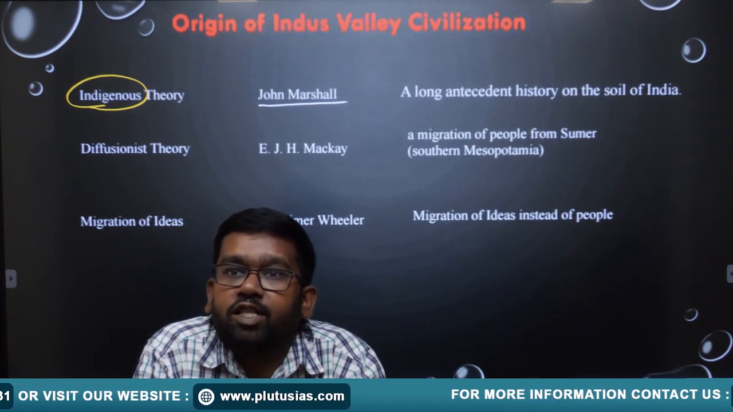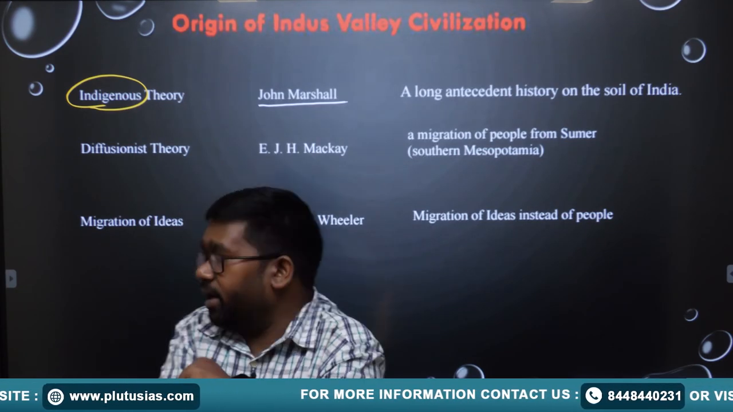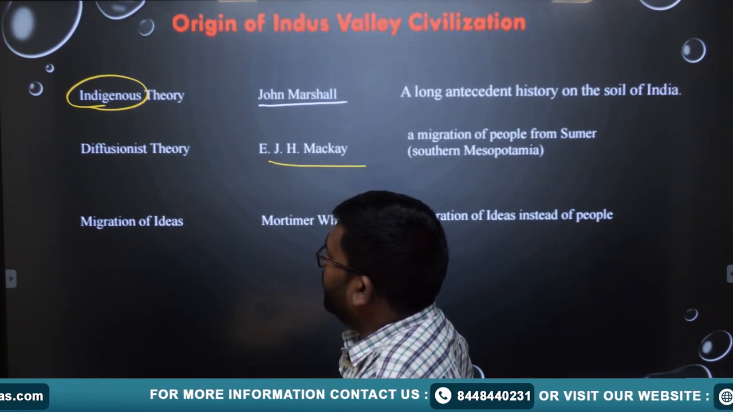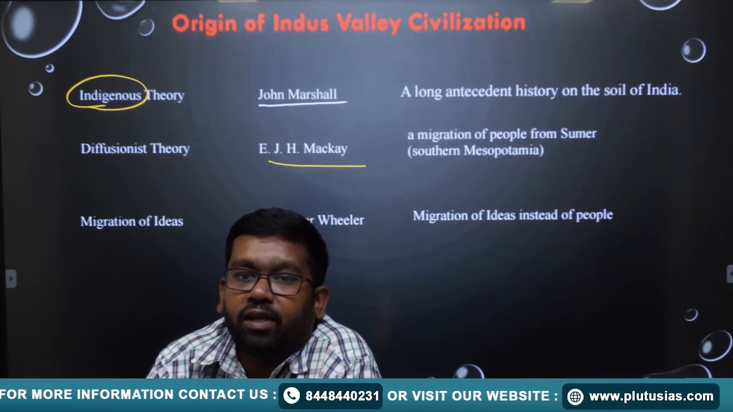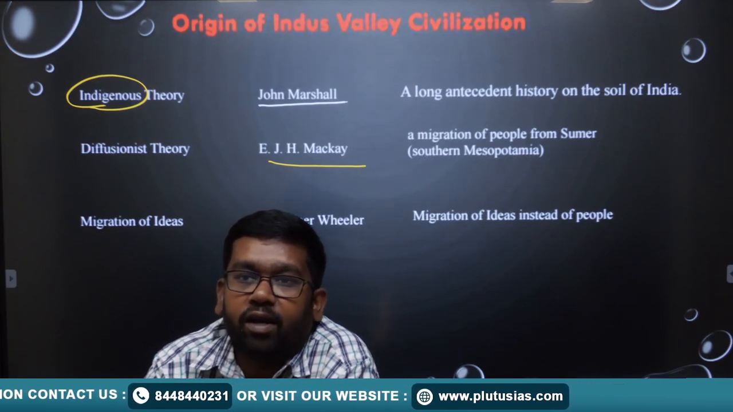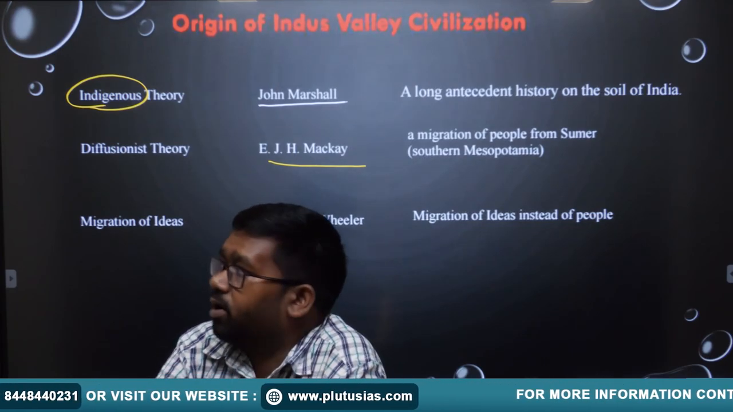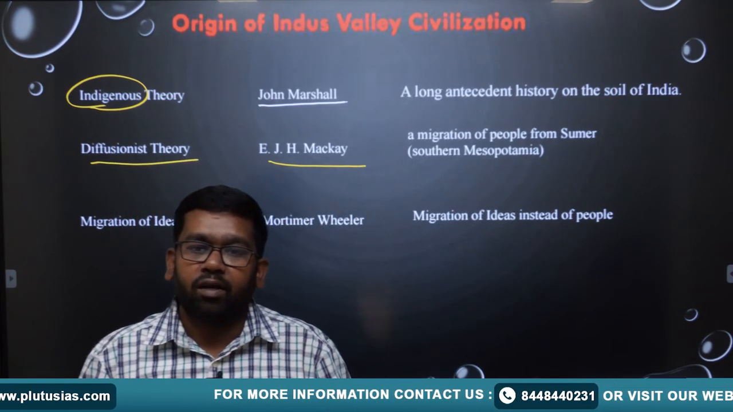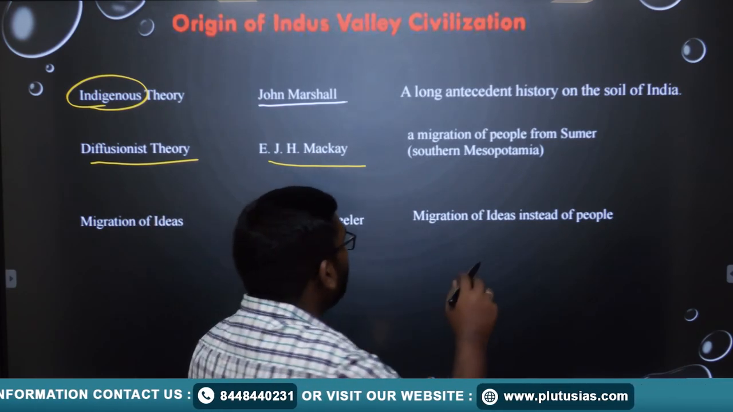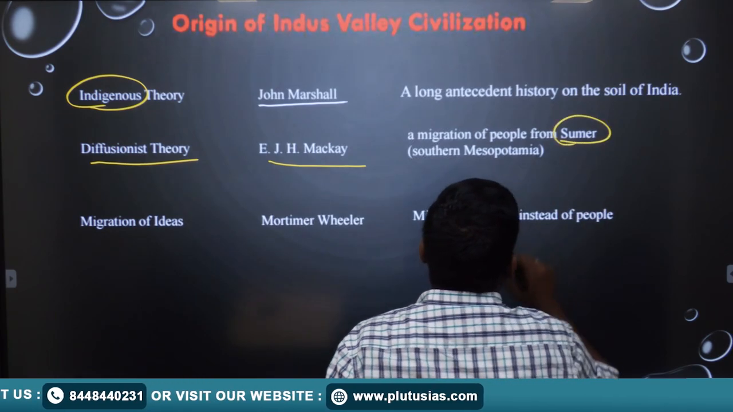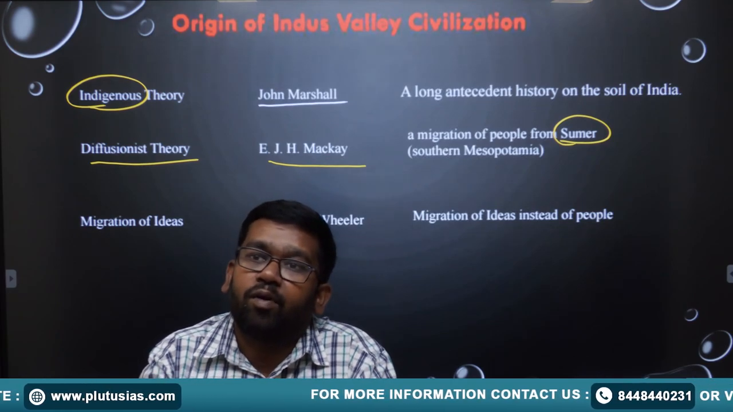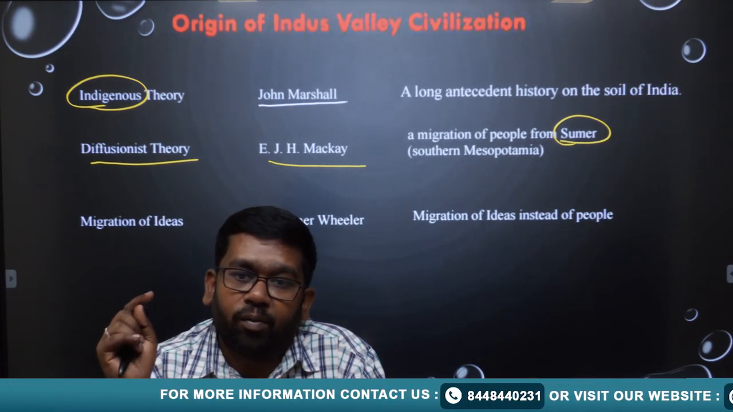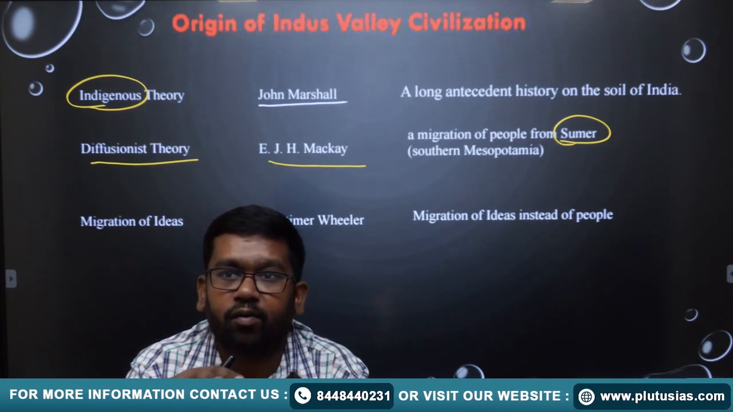But there is another theory, forwarded by E.J.H. Mackay. These historians claim that these people were not Indians, not local people. He forwarded a different theory, called the diffusionist theory. According to it, the people of the Indus Valley civilization had migrated from the Sumer region. Sumer is the capital city-state of southern Mesopotamia. So these people migrated from Mesopotamia, they were not local people, and the Indus Valley civilization was settled from there.